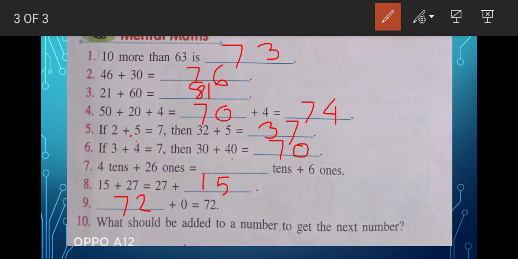Now this one you see nicely. What should be added to a number to get the next number? Okay, to get the next number, what should be added? This is the second property. If 1 is added to a number, the sum is the next number. So to get the next number, what should be added? We have to add 1. Okay, children, the answer is 1.